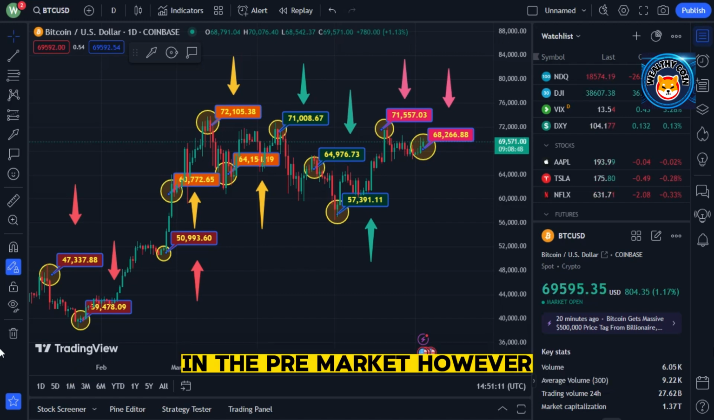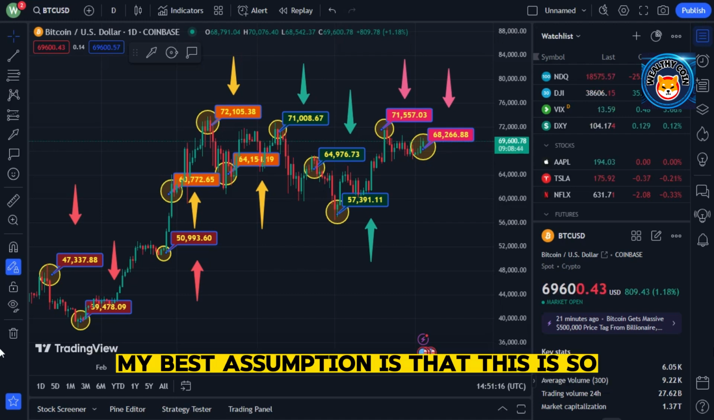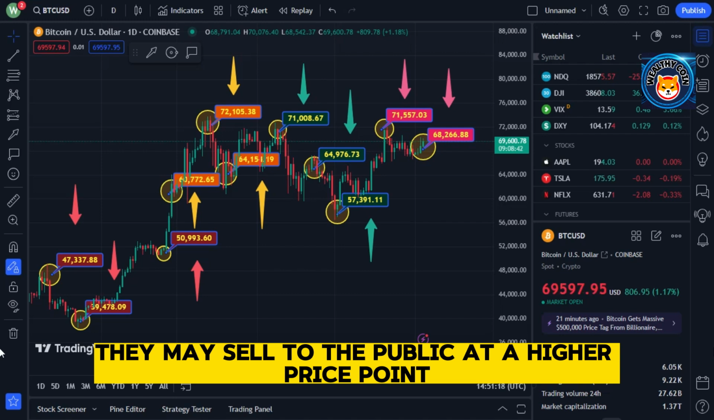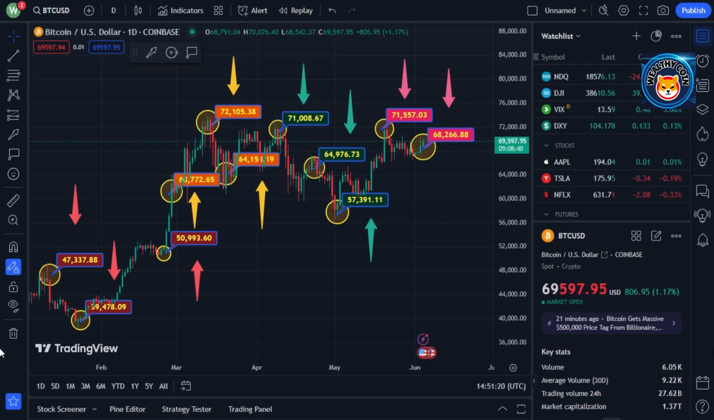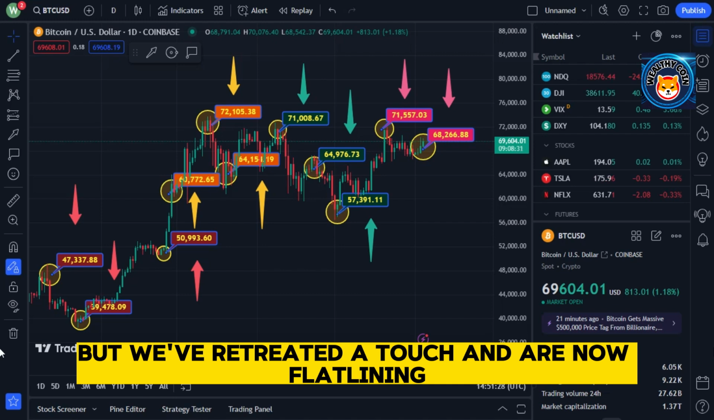In the pre-market, however, it becomes clear that the big dogs were eager to launch this market. My best assumption is that this is so they may sell to the public at a higher price point, where retail investors will be able to buy more. As for the morning session, we're still net positive, but we've retreated a touch and are now flatlining.